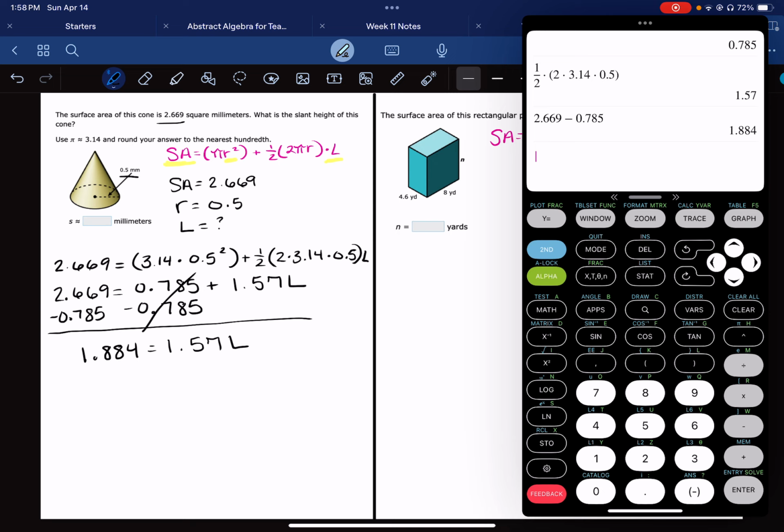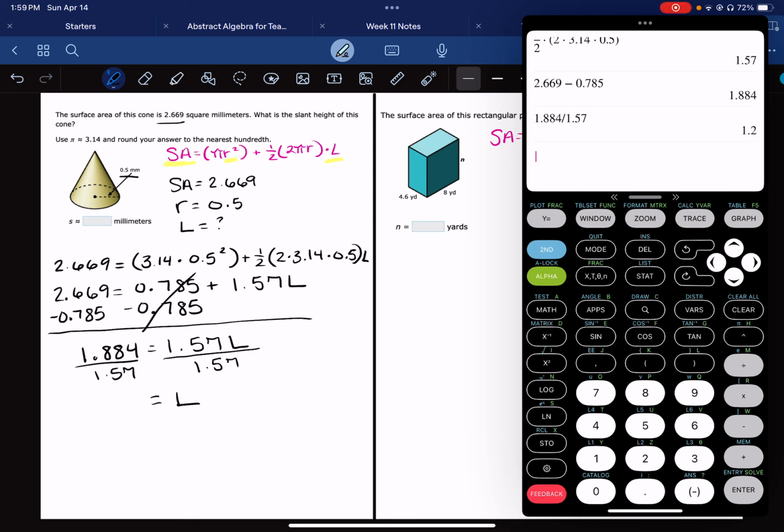And then the last thing we need to do is get rid of this 1.57, which will allow us to have L by itself. Since 1.57 is being multiplied with L, the inverse of that is going to be to divide it. So we're going to divide both sides by 1.57. On the right side of the equation, the 1.57's divide away, leaving us with just L. And then on the left side, we get 1.884 divided by 1.57.